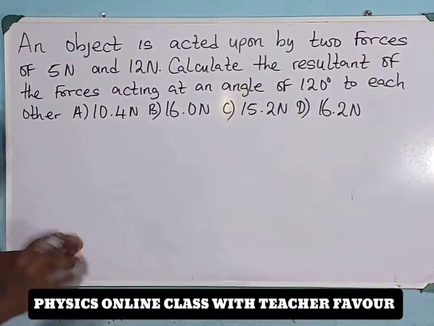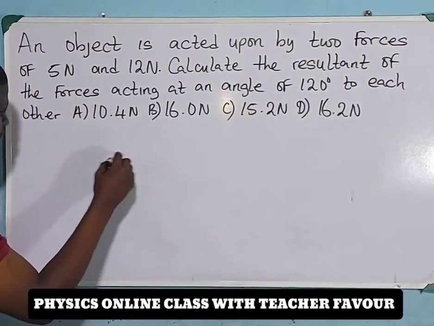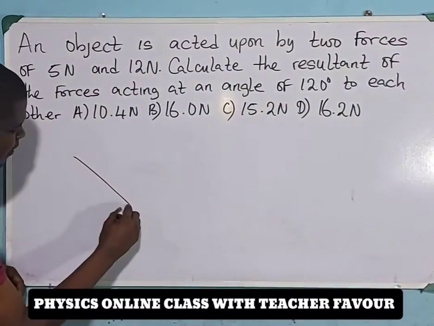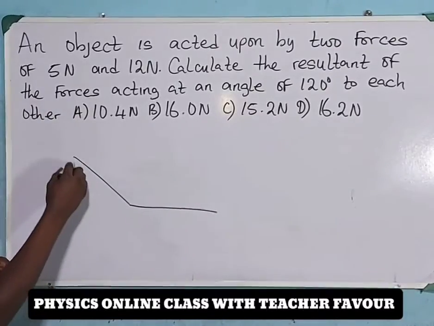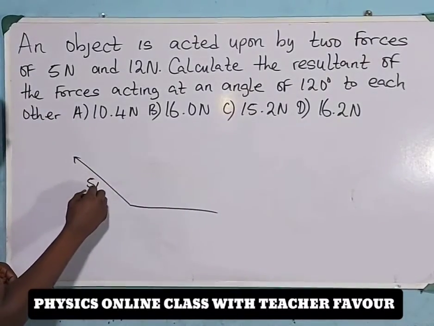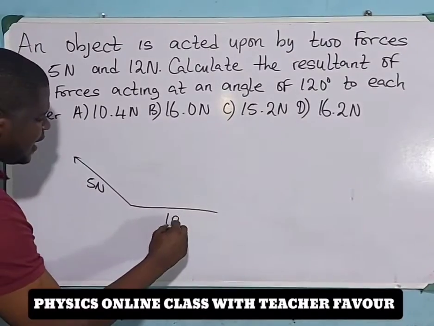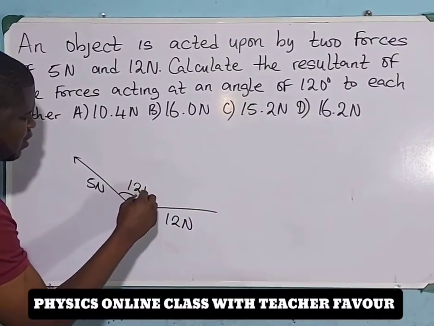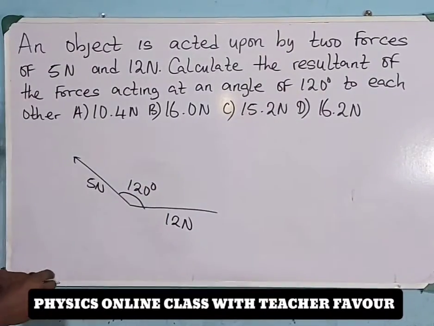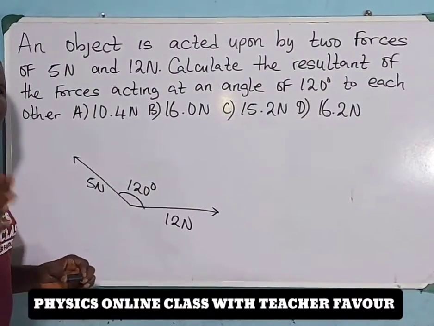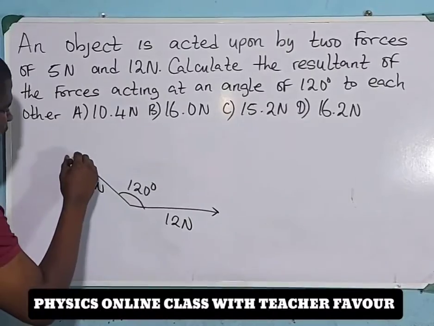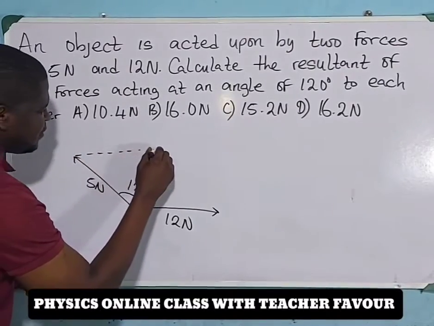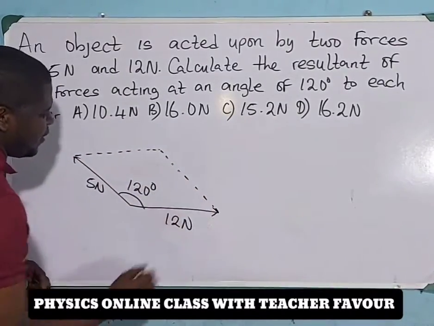For us to solve this question, first of all, draw. It says we have two forces. Let here be 5 Newton and here 12 Newton. Angle of inclination equal to 120 degrees. To solve this, we make use of parallelogram law of vector. In that case, we'll complete this to represent the shape of a parallelogram.